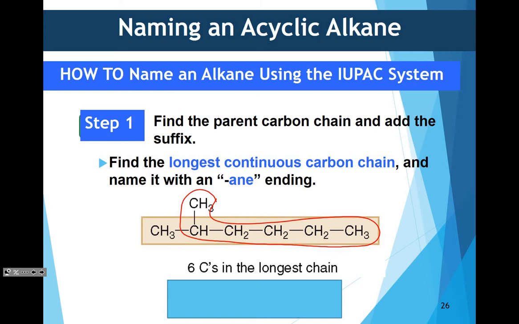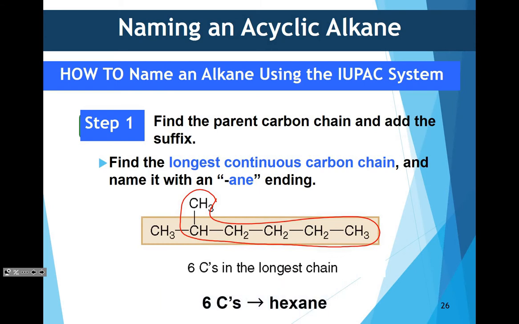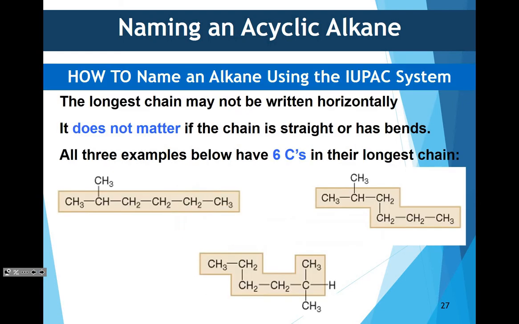Hexane. Okay, so hexane would be what 6 would be. So let's take that now. And remember, it doesn't have to be in a straight line. Any of these would have 6 and they would have hexane. And it's still the same molecule, just drawn a little bit differently.